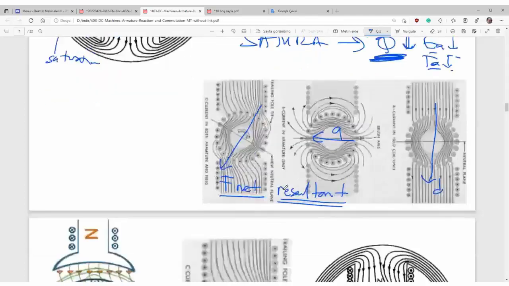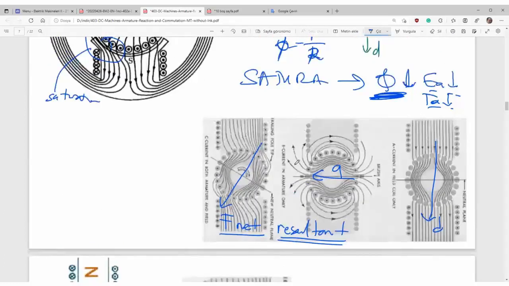That is the armature reaction. Let me repeat what armature reaction is. Armature reaction is a natural phenomenon caused by armature current. If there is armature current in the rotor, that current will cause a quadrature axis MMF. It is on the quadrature axis. That quadrature axis MMF interacts with the d-axis field MMF.